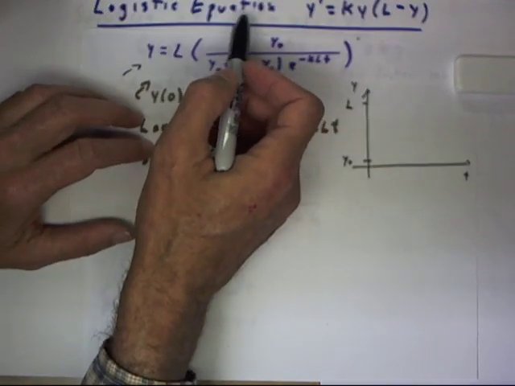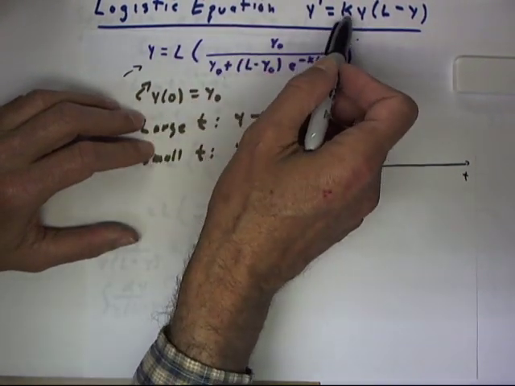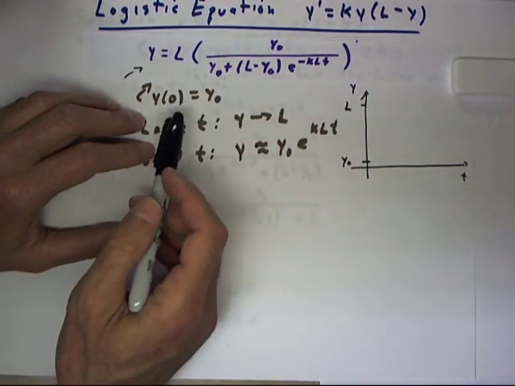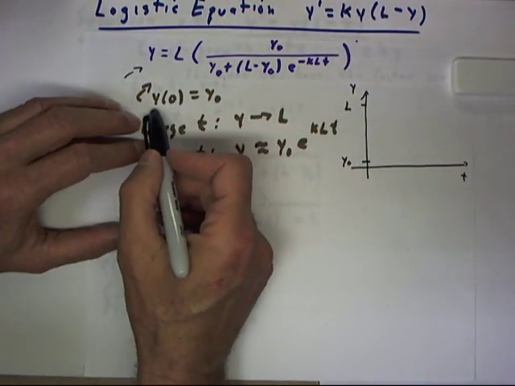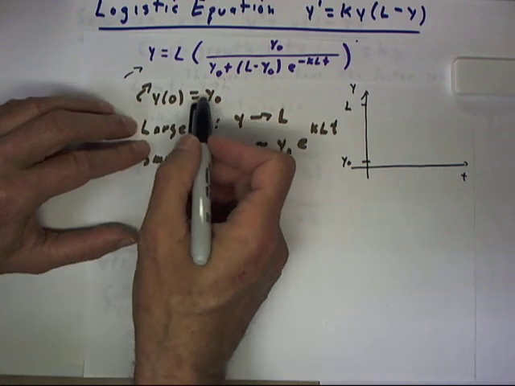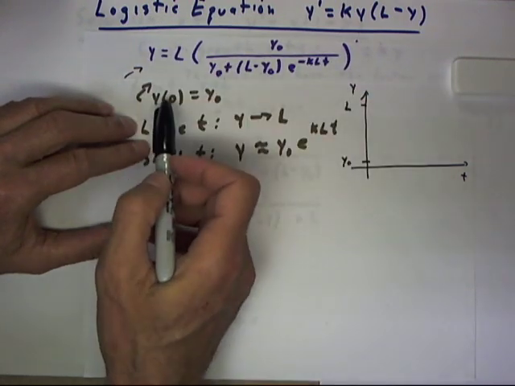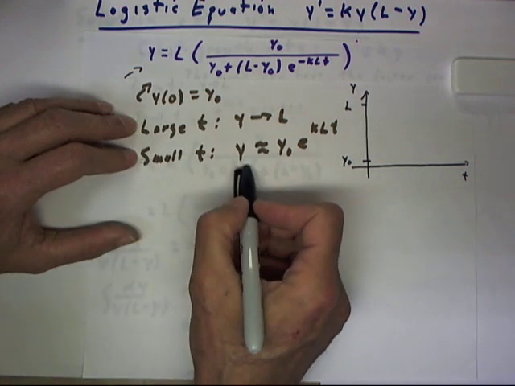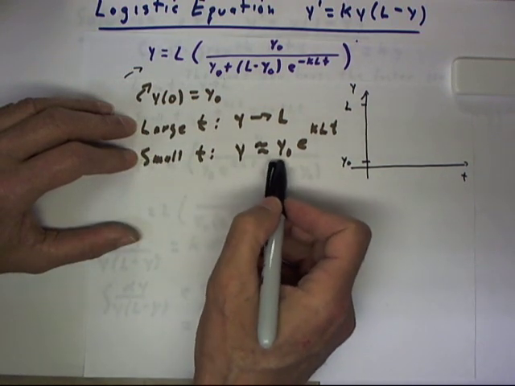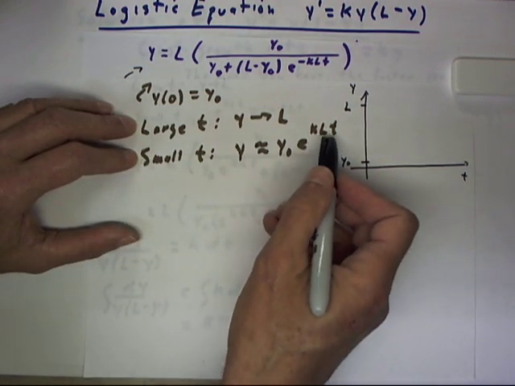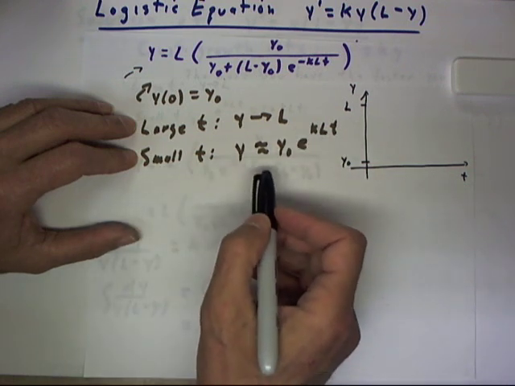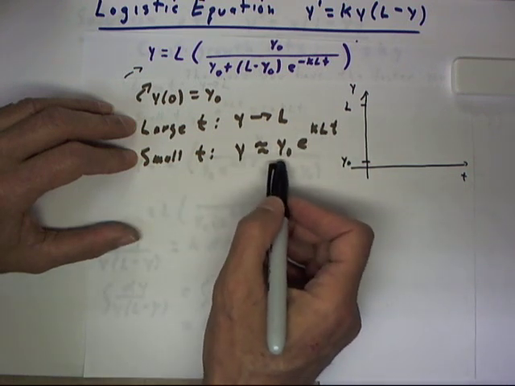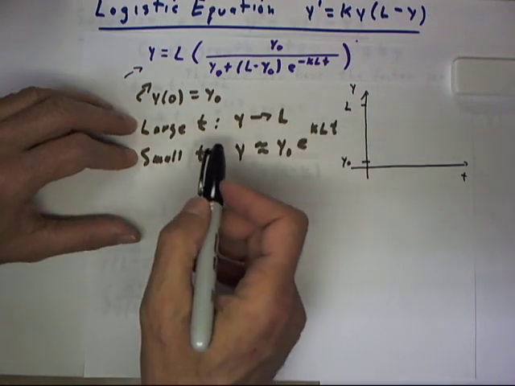So, beginning with a logistic equation, y prime equals ky times L minus y. Assuming y of 0 equals y naught, we obtain this form, which can be put into a form that tells us that for small t, y is approximately equal to y naught e to the kLt. That's provided that t is small and y naught is much less than L.